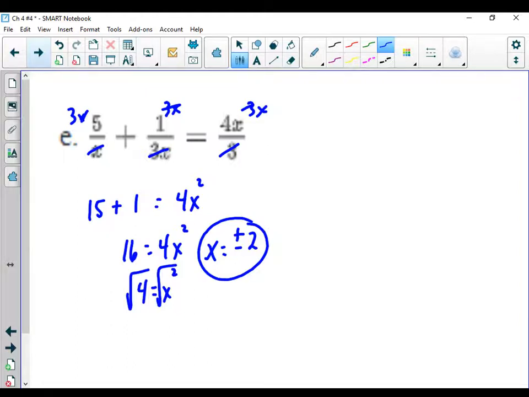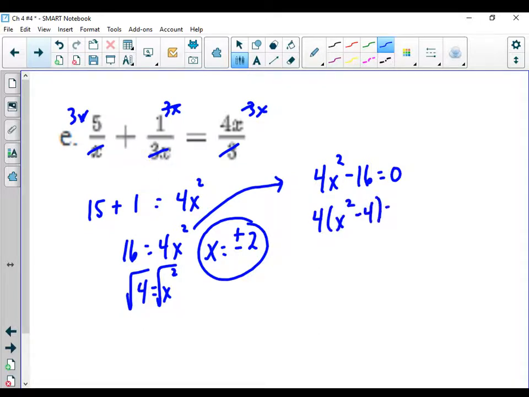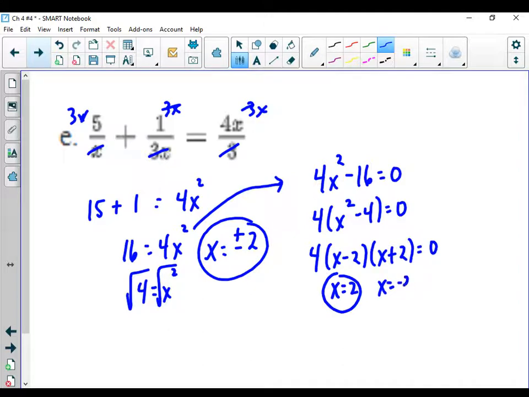Another way you could have done that when you got to here, maybe you said, okay, with the x squared, I want to get it equal to 0. So if you subtracted 16, and then you notice both of those have a 4 in common. Then I look at x squared minus 4, and I think about, okay, how could I maybe factor that? Well, that's a difference of squares, where I have x minus 2 and x plus 2. And we get the same two solutions. X equals positive 2, x equals negative 2. Now 4 could never equal 0, so that doesn't factor into our solution.